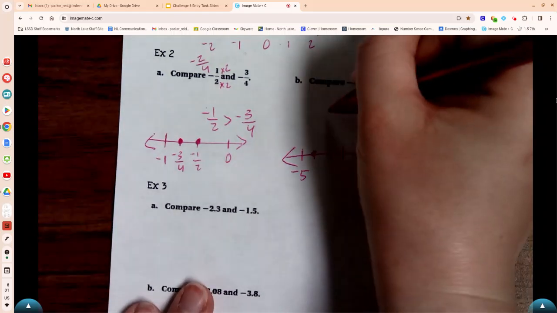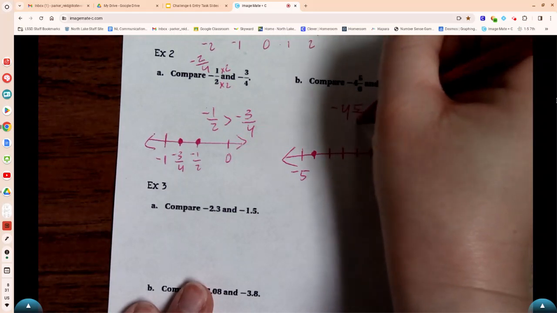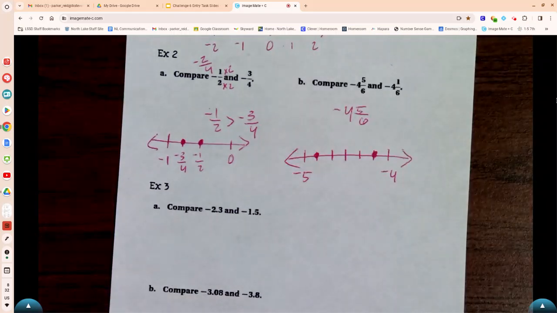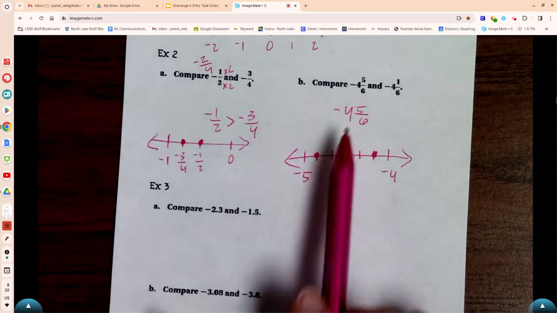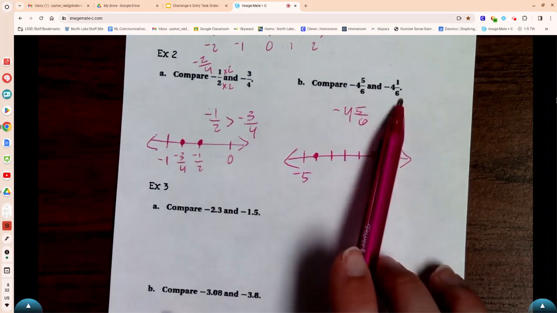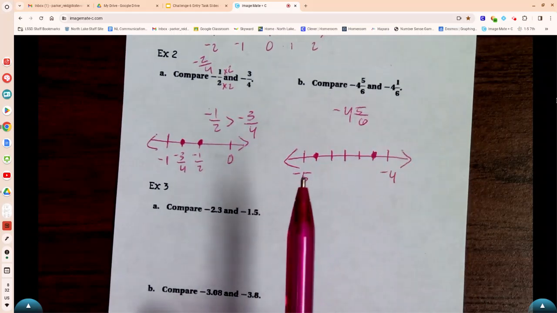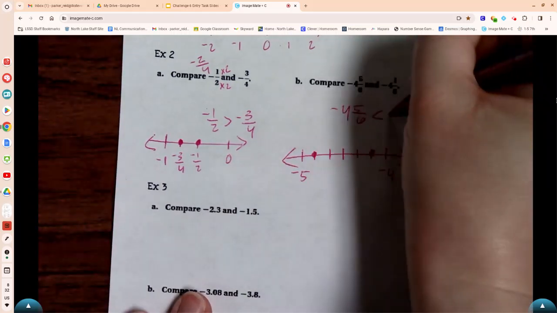Now that we see that, -4 and 5/6, is that number greater or less than -4 and 1/6? Is that one greater or less? -4 and 5/6, is that one greater or less than -4 and 1/6? Dash? Less, because it is further to the left.